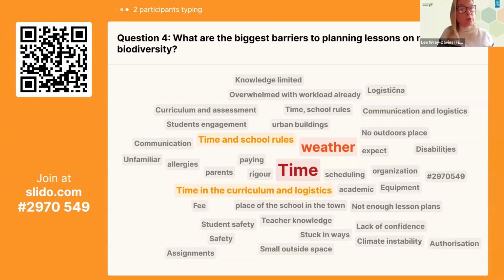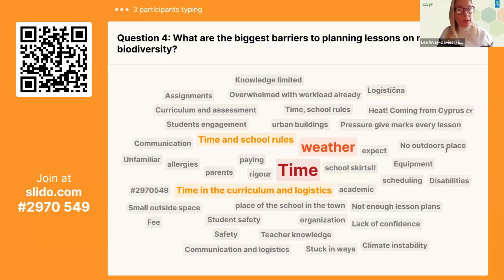Disabilities, yeah. Again, many of us, I myself had a school garden and we had to leave elements of the school garden behind because it wasn't wheelchair accessible. So again, all these different school scenarios. Yes, possibly. Parents, yes, that can be a huge one.